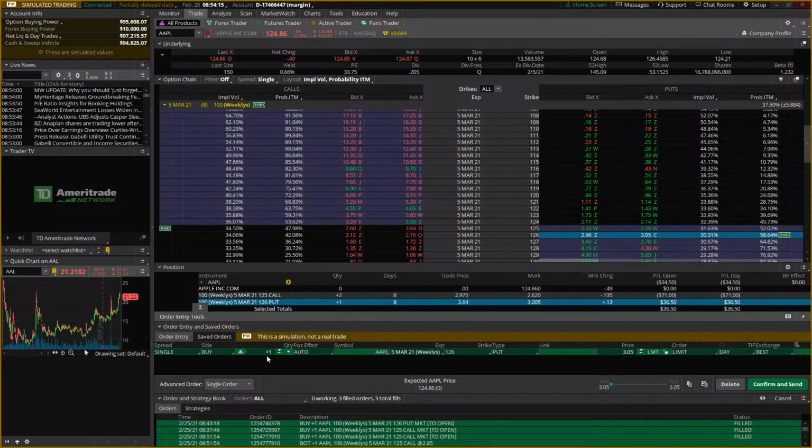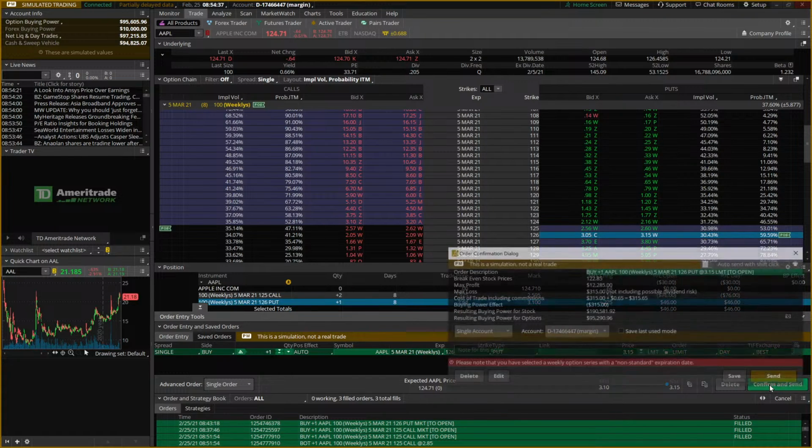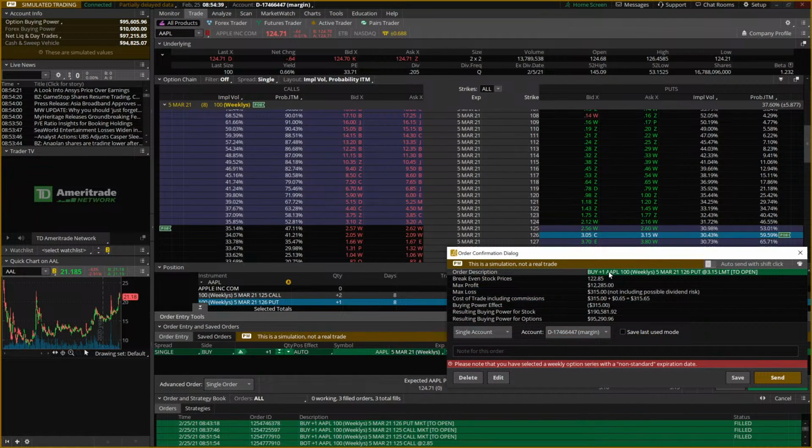So I'm going to do a single put. I'm buying one contract, which is 100 shares of Apple, expiring next week. Strike price is $126. It's a put saying it's going to go down. I could do 310. Let me just do a limit and see if it'll get filled. I'm going to do a limit instead of a market. Let's see. So buying Apple, break even is $122.85. Max profit $12,285. That max profit always looks good.